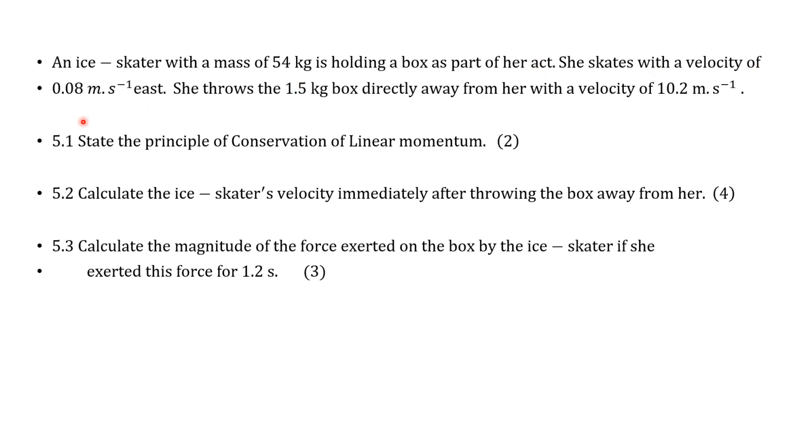She skates with a velocity of 0.08 meters per second east, so that's the initial velocity. She throws the 1.5 kg box directly away from her with a velocity of 10.2 meters per second. 5.1: State the principle of conservation of linear momentum, for 2 marks. 5.2: Calculate the ice skater's velocity immediately after throwing the box away from her, for 4 marks. 5.3: Calculate the magnitude of the force exerted on the box by the ice skater if she exerted this force for 1.2 seconds. So once we bring in force and time, we're working with impulse, right?